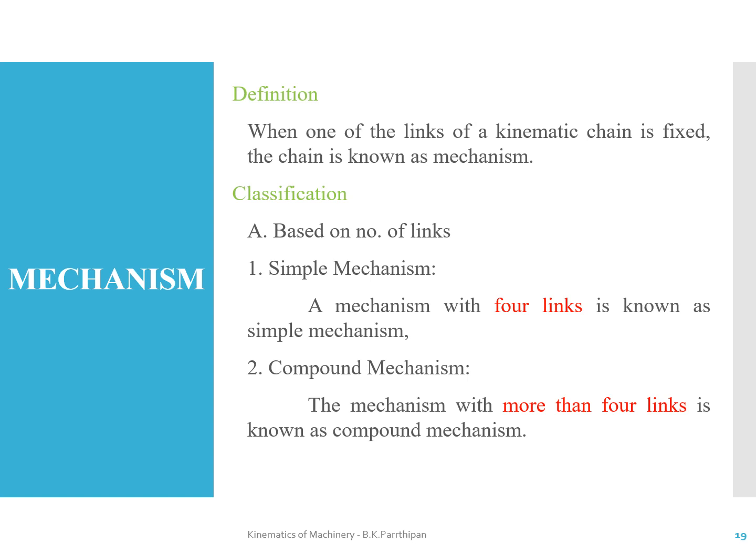Now we are entering into the very important topic, mechanism. When one of the links in a kinematic chain is fixed, the chain is now termed as a mechanism. Now I am going to broadly classify the mechanism. First classification is based on the number of links. If the number of links is less than or equal to 4, then the mechanism is known as simple mechanism. If the number of links is greater than 4, then the mechanism is known as compound mechanism.